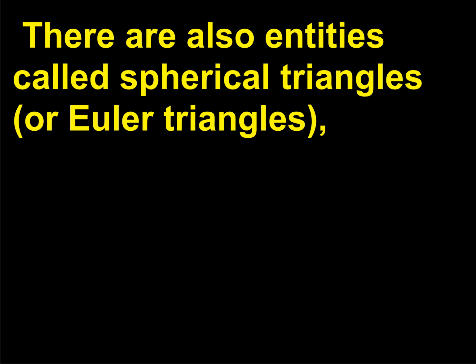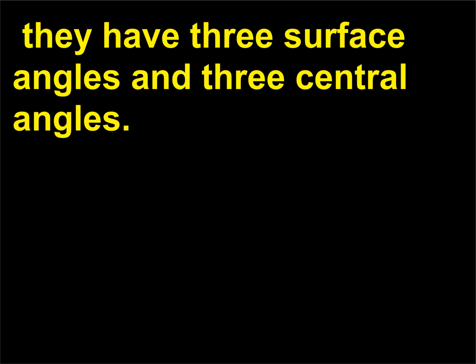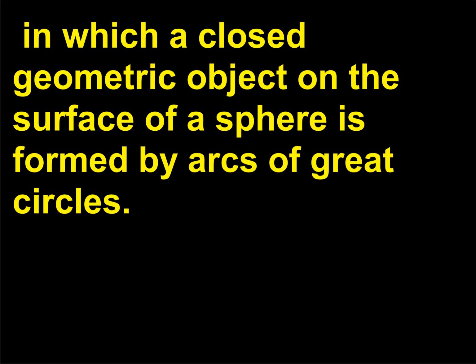There are also entities called spherical triangles, or Euler triangles. When 3 planes pass through the surface of a sphere and through the sphere's center of volume, they have 3 surface angles and 3 central angles. There are also spherical polygons, in which a closed geometric object on the surface of a sphere is formed by arcs of great circles.